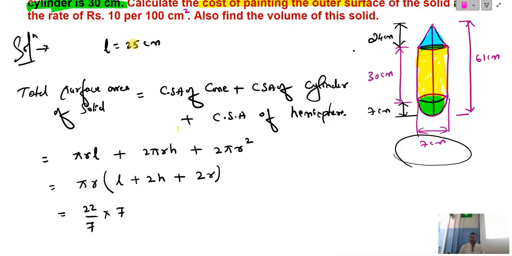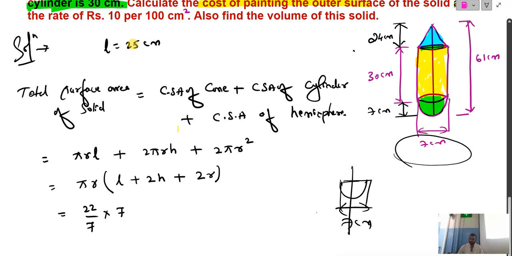They have given the diameter of the hemisphere, right? 7 centimeter is the diameter, not the radius. This complete length is the diameter, but we want the radius. Radius means half of this, so half of this is nothing but 7 by 2. It means our L is wrong. The slant height that we calculated was wrong.